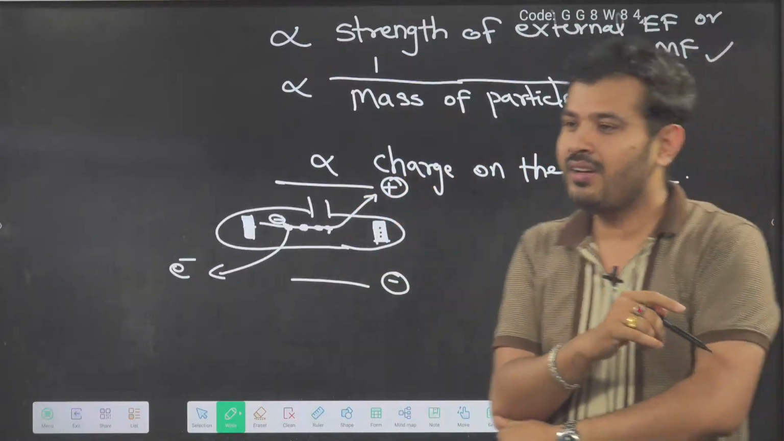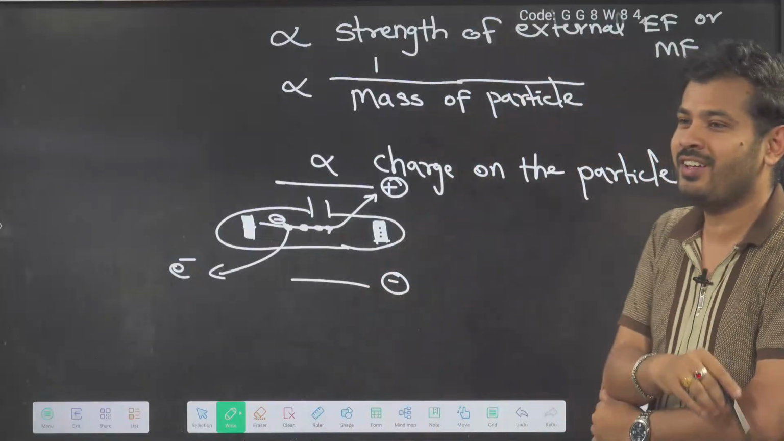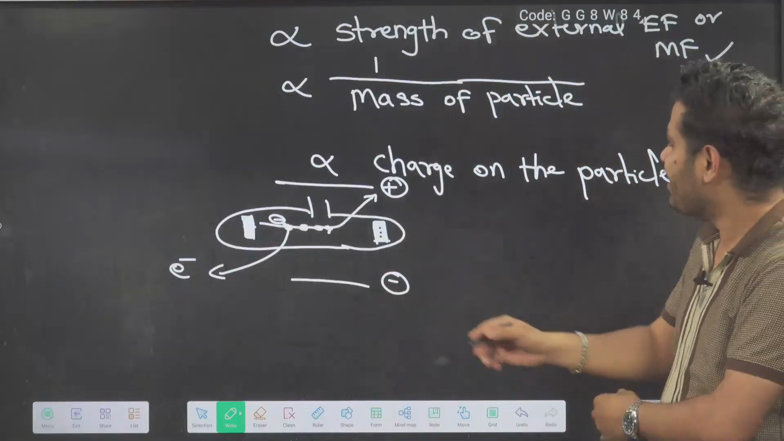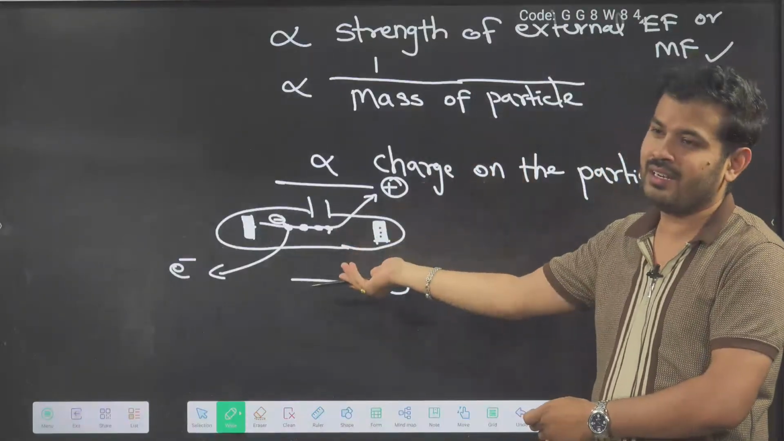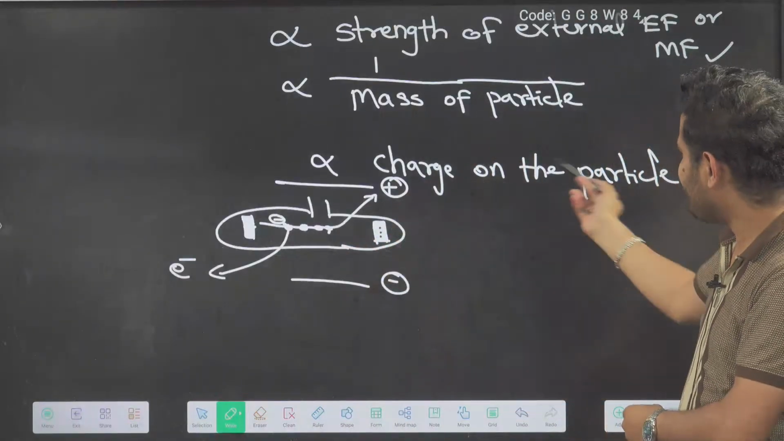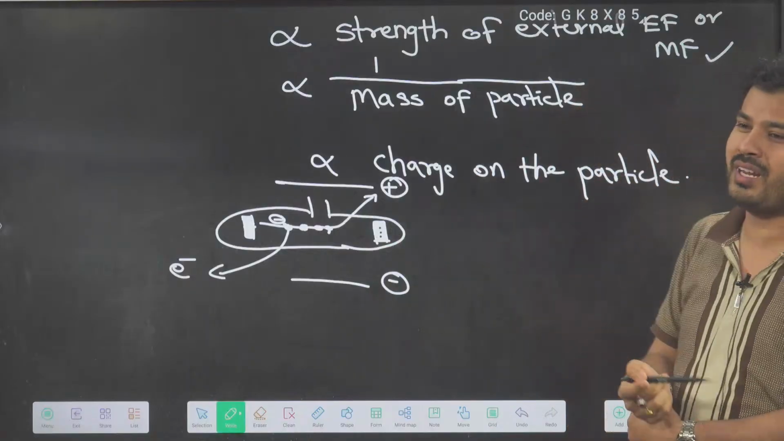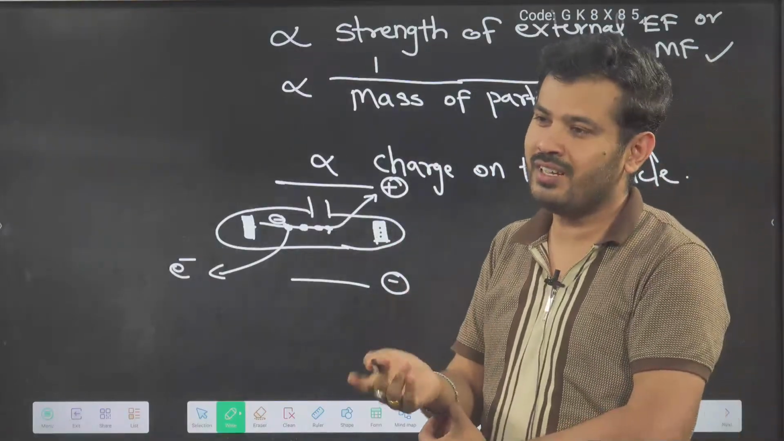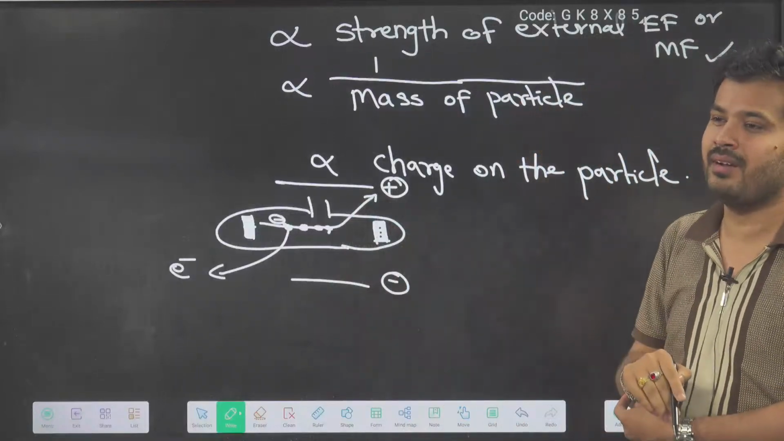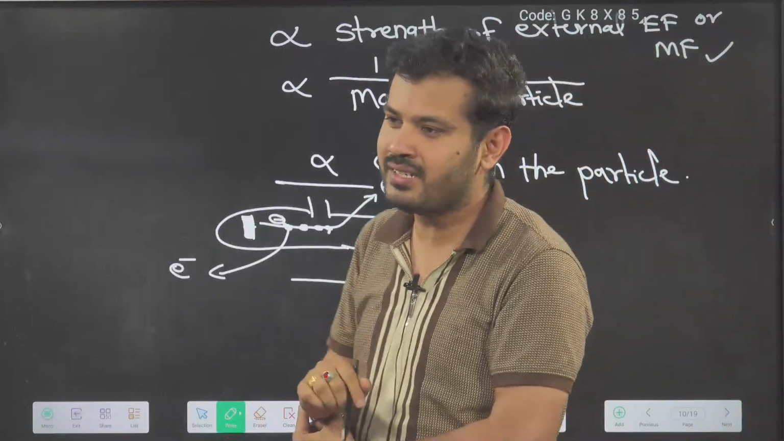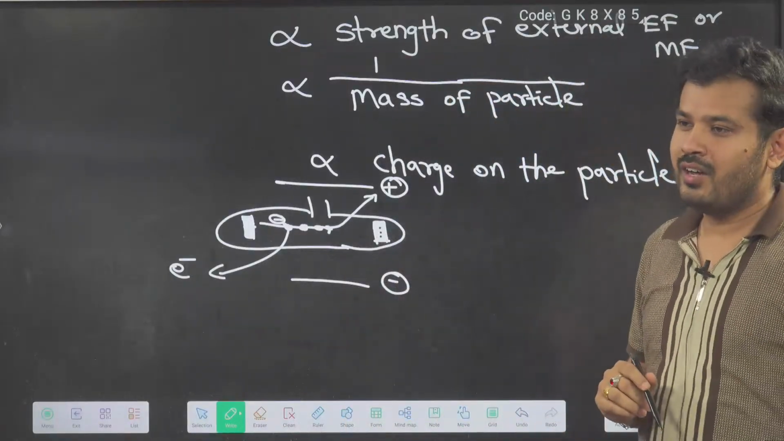Yes, very good, Neha. It is the strength of the external electric or magnetic field. Because in the cathode ray experiment, the particle is fixed, only the electron. So the mass of the particle is fixed, because it is always an electron, and the charge on the electron is also fixed. The only thing that is going to change is the electric or magnetic field strength. If you increase the electric field or the magnetic field, more deflection will happen. I hope it makes sense, guys. I hope it is clear.